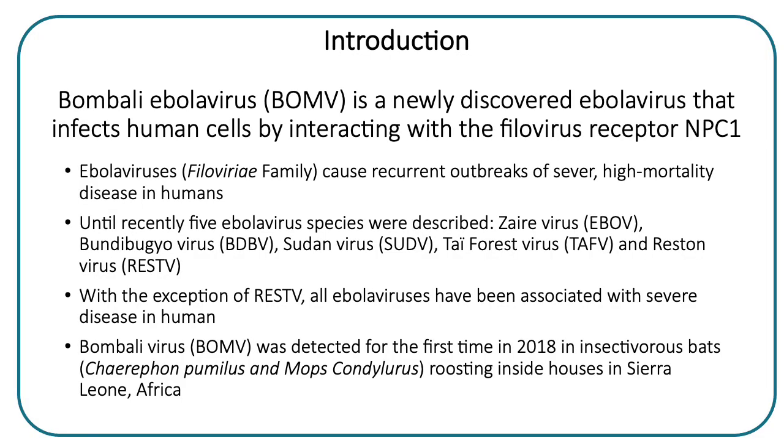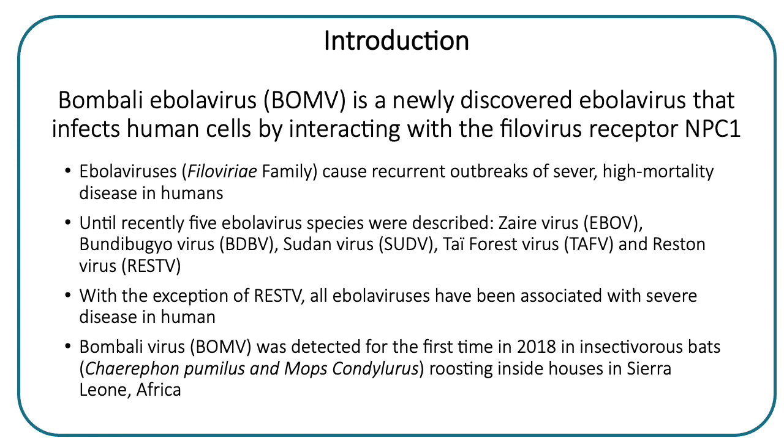Ebola viruses belong to the Filoviridae family. These viruses are known to cause recurrent outbreaks of severe disease in humans that include mortality. Until recently, 5 Ebola virus species were known, Zaire Ebola virus being the prototypic Ebola virus species. Moving forward, when referring to Zaire Ebola virus, I will also use its acronym EBOV. With the exception of Reston virus, all other Ebola viruses have been associated with severe disease in humans.